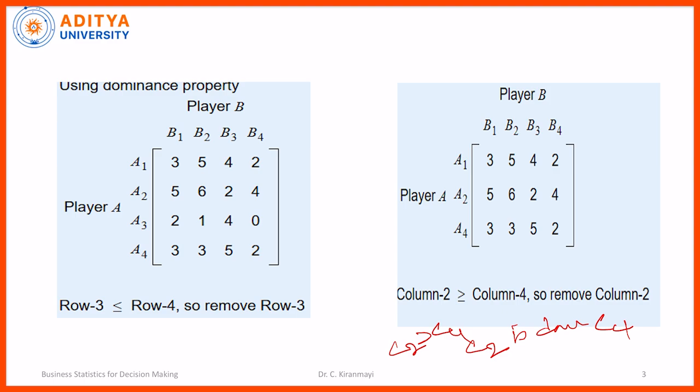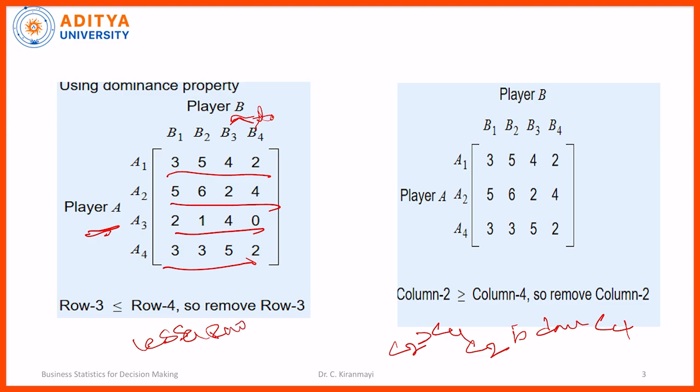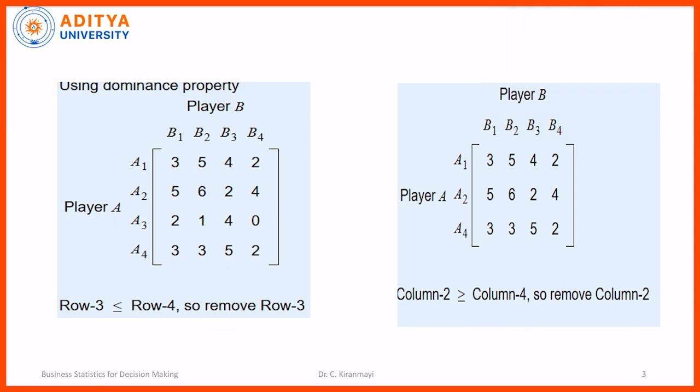Only one basic thing you keep in your mind, that rows represent profits for player A, columns represent losses for player B. So, always losses are to be minimized, that is maximum loss to be eliminated. Profits always we want to maximize, therefore, lesser profits are to be deleted. That is why lesser row will be deleted, greatest columns will be deleted, right. So, this basic concept you can remember to identify which row or which column is dominating.